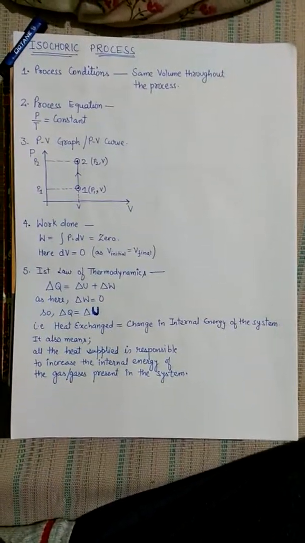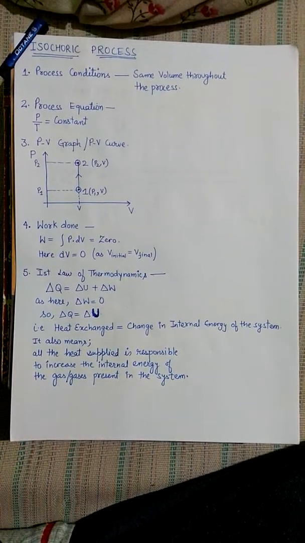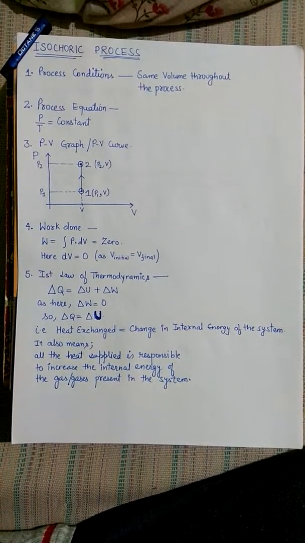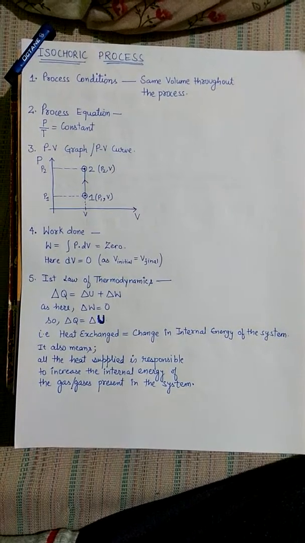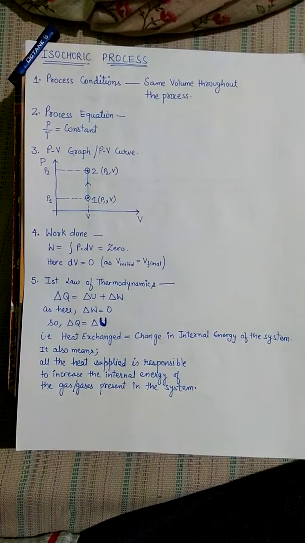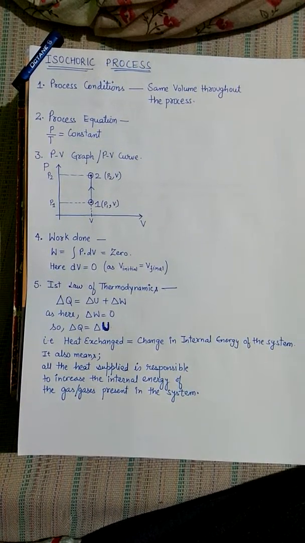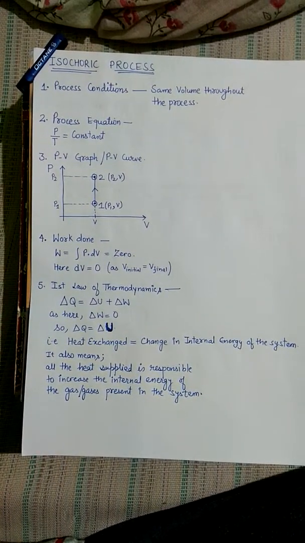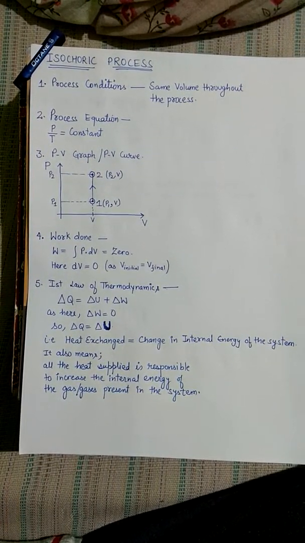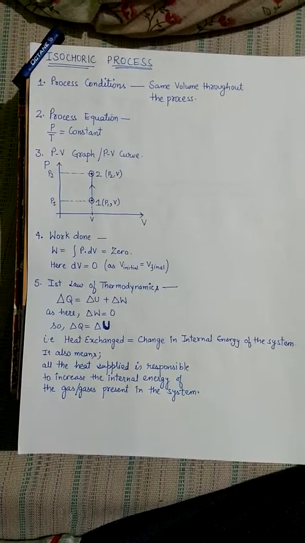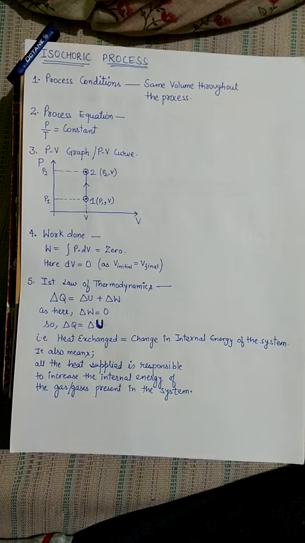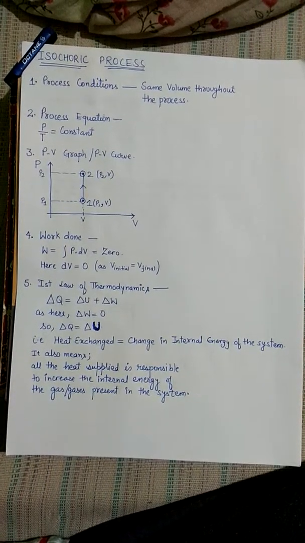Hello friends, today we will be discussing isochoric processes. So here, first of all, we have to understand the meaning of the word isochoric. It is actually made up of two words, iso and choric. Iso means same and choric means volume. So in an isochoric process we have the same volume throughout the process. So it means that the volume of the system is not at all changing.